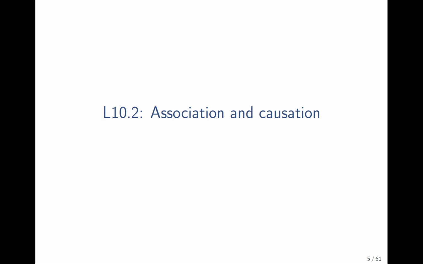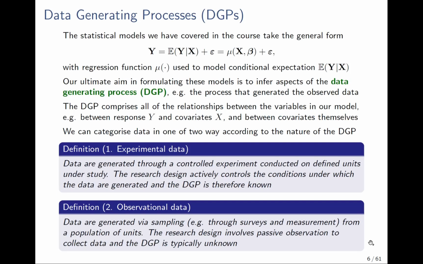So the first thing we need to make clear when we're talking about causality and causal inference is we need to make a distinction between association and causation, or associational inference and causal inference. And that's what I'm going to do in this part of the lecture.